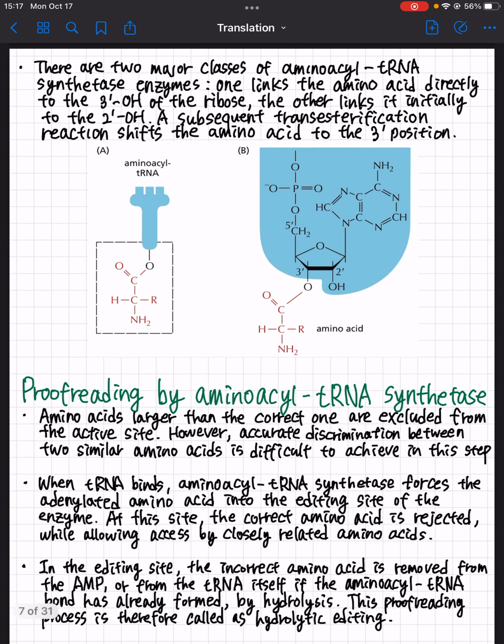So there are two major classes of synthetase enzymes. One links the amino acid directly to the 3' OH group of the ribose, and the other links it initially to the 2' OH group. In the latter case, a subsequent transesterification reaction shifts the amino acid to the 3' position.